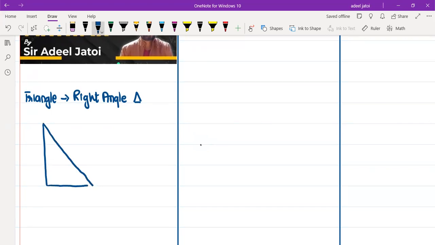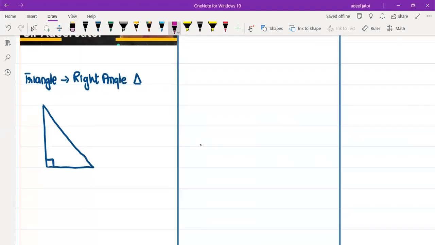90-degree. That means when a horizontal line meets the vertical line. Remember this, that the side opposite to 90-degree is hypotenuse. Side opposite to 90 degrees is hypotenuse, whereas let's take this A, B, and C.